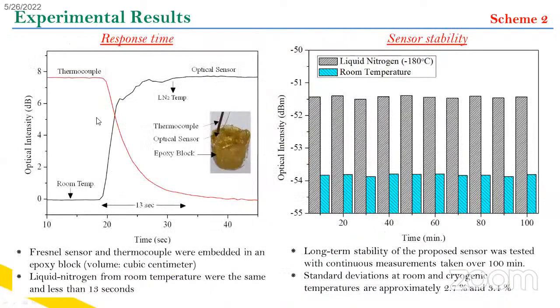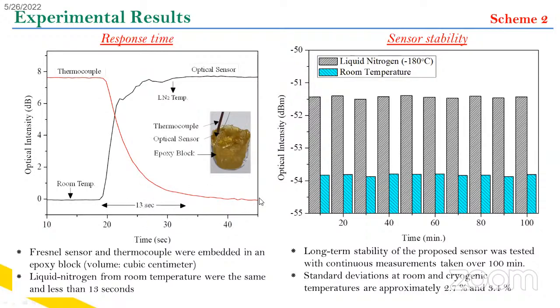So here we see the response time of our sensor. Here our Fresnel sensor shows a good response time, almost 13 seconds. But here the response time is delayed because the sample is very big. Here we already put the sensor inside the composite block, so it takes some time to cool down the composite block. That is why it is showing 13 seconds.